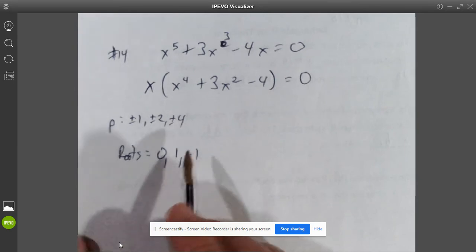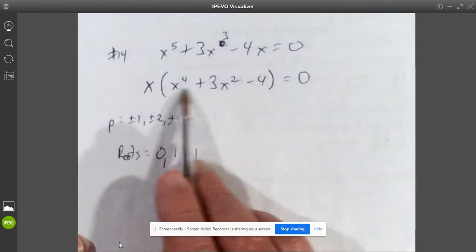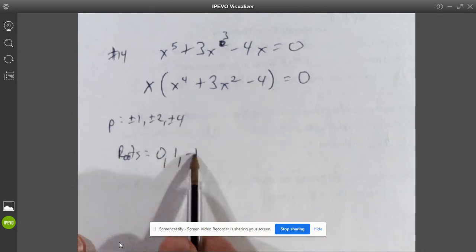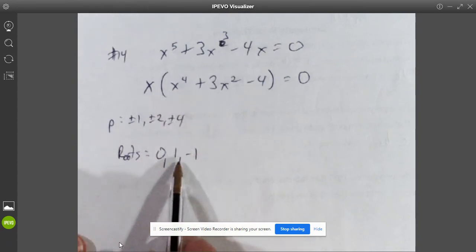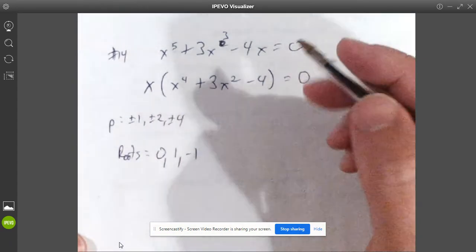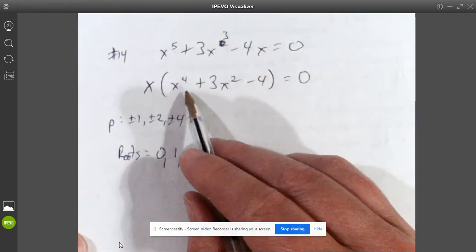So how can we do this? Well, again, I've got a 4th degree polynomial. I've got 2 rational roots. I should be able to use synthetic division and get this 4th degree polynomial down to a quadratic, which then we can go to the quadratic formula. So let me do that.